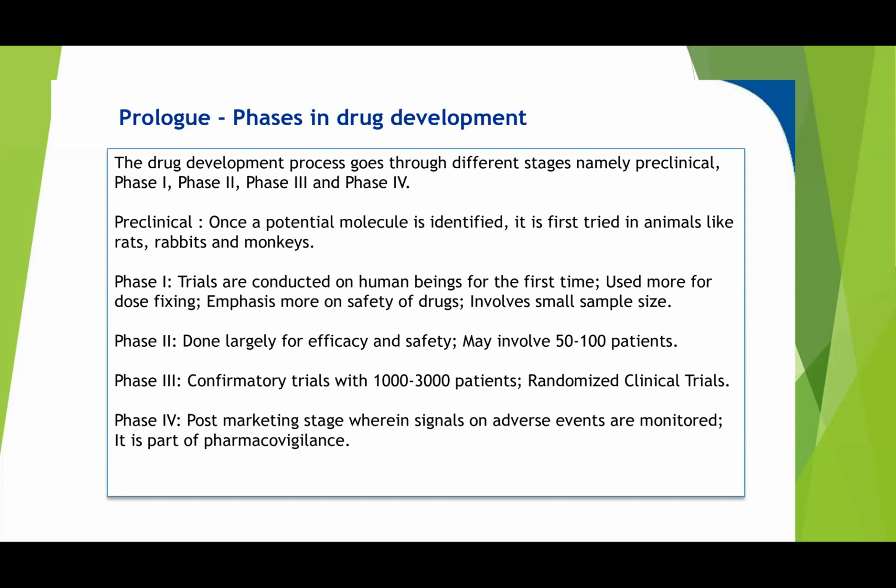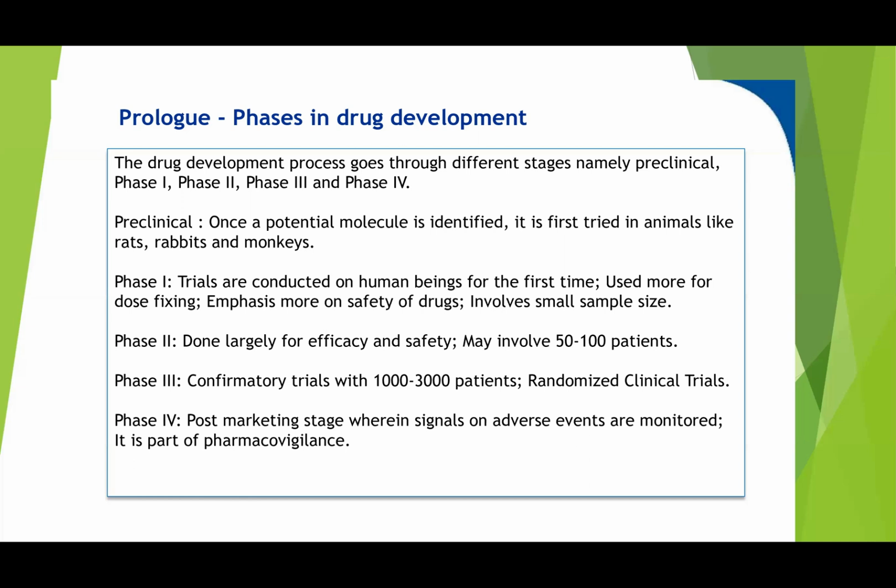In the preclinical stage, once a potential molecule is identified, it is first tried in animals like rats, rabbits, or monkeys, just to know how safe the drugs are on the animals. When it enters phase 1, trials are conducted on human beings for the first time. They are used more for dose fixing. Emphasis is more on safety of drugs. Involves only small sample size, because initially we do not know much about the response of these drugs in human beings. So we have to be very careful.